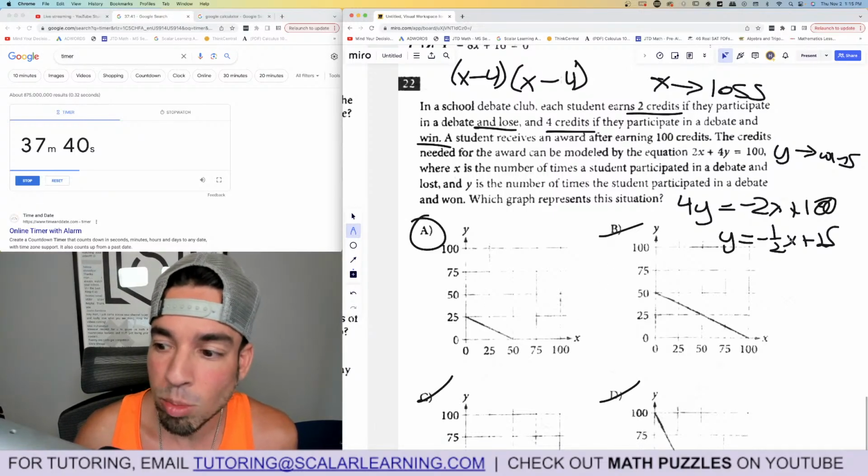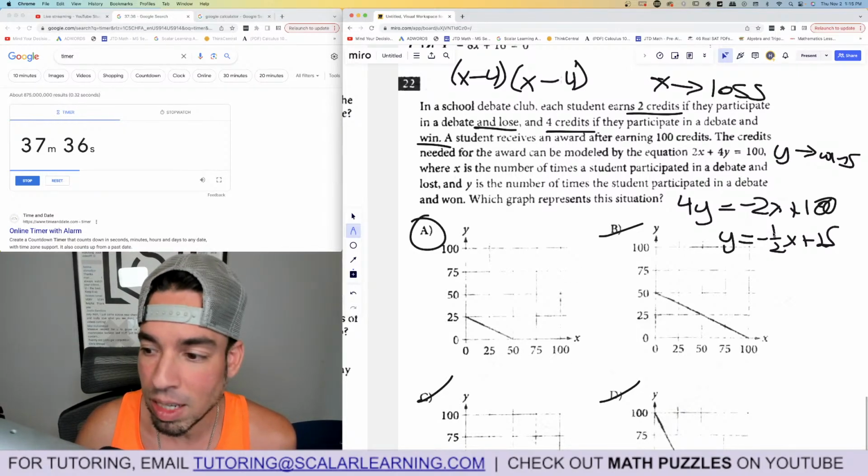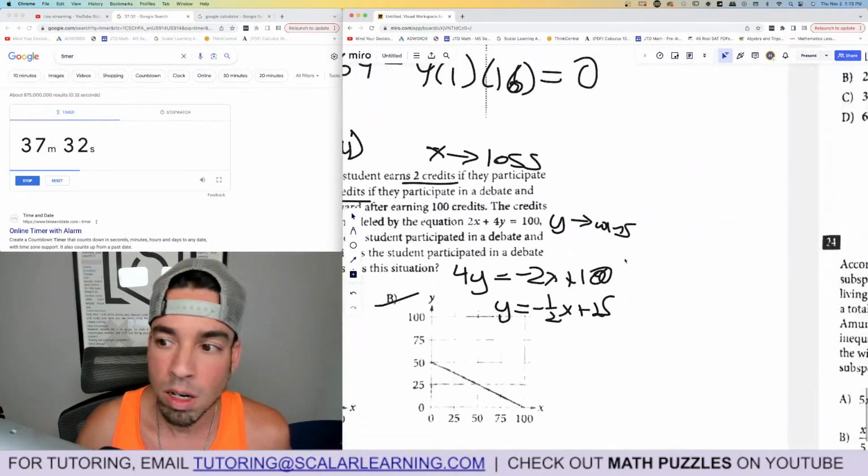And you can double check that too, right? If you plug in 50, do we zero out? Yes, 50 times negative 1/2 is negative 25 plus 25 is 0. So we got some good confirmation there. We're done. 23.